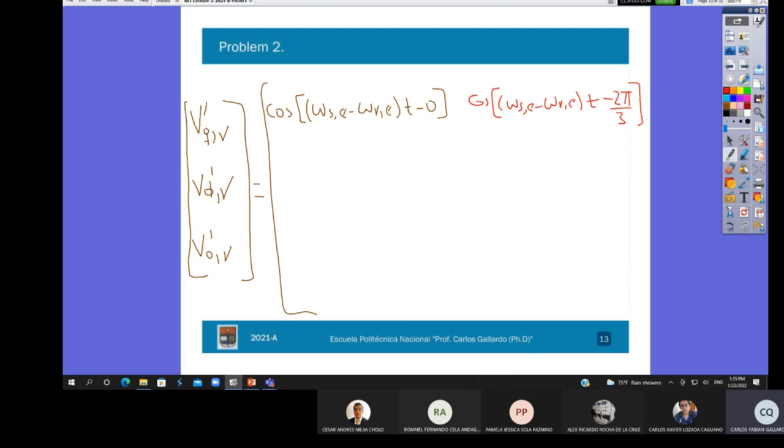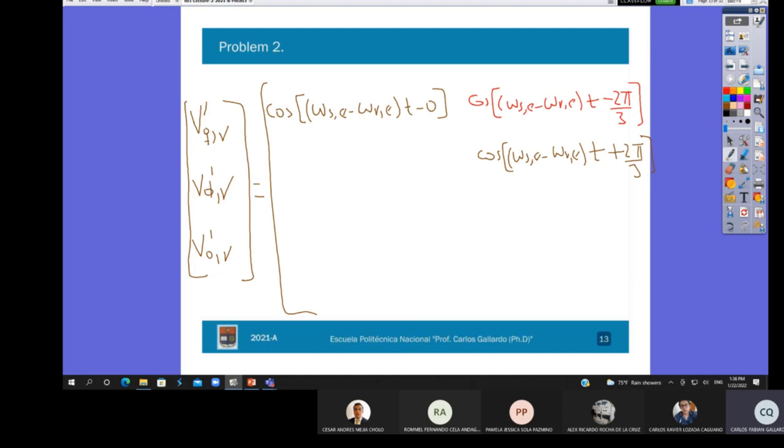And the element 1 by 3, I will copy down. So I will have cosine. This is the element 1 by 3. So I will have the stator electrical speed minus the rotor electrical speed. I will include the phase shift, 120 degrees. This is my first row.